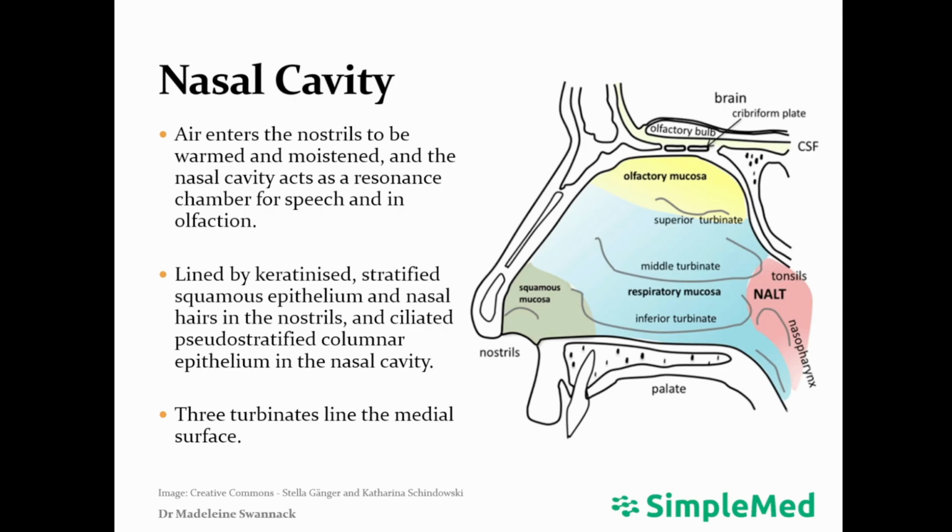On the medial surface of the nasal cavity, there are three outgrowths called conchae or turbinates. They increase the surface area for inspired air to be warmed and moistened on inspiration. As well as warming and moistening inspired air, the nasal cavity is used as a resonance chamber in the production of speech and in the process of olfaction, which is smell.